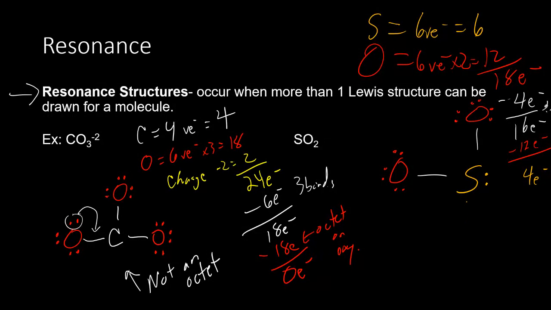Sulfur has 6, oxygen has 6, is 12, 6 plus 12 is 18, 2 bonds is 4. Oh, it's 14. I knew I was off on something. There we go, kids. So 14 minus 12 is 2. And now we got to where I thought we should be, which is that sulfur does not have an octet.